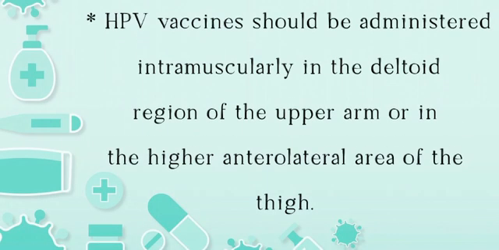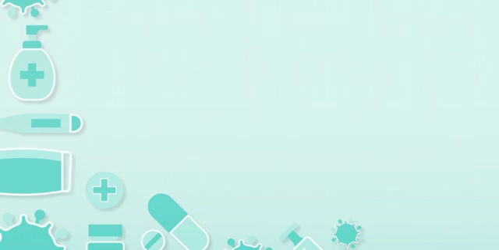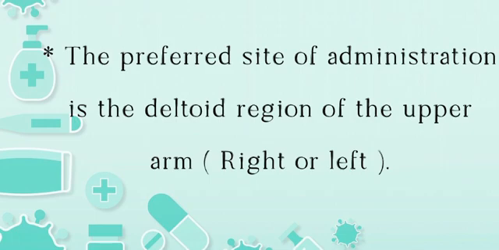These vaccines should be administered intramuscularly in the deltoid region of the upper arm or in the higher anterolateral area of the thigh. The preferred site for administration is the deltoid region of the right or left upper arm.